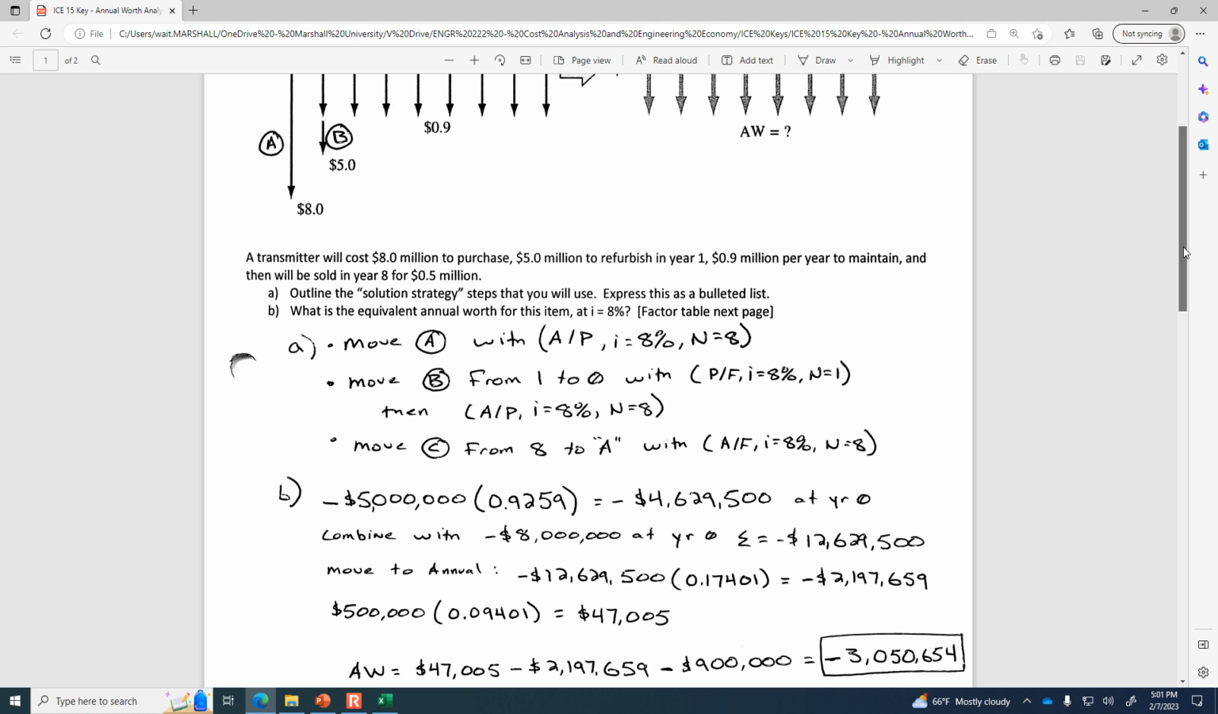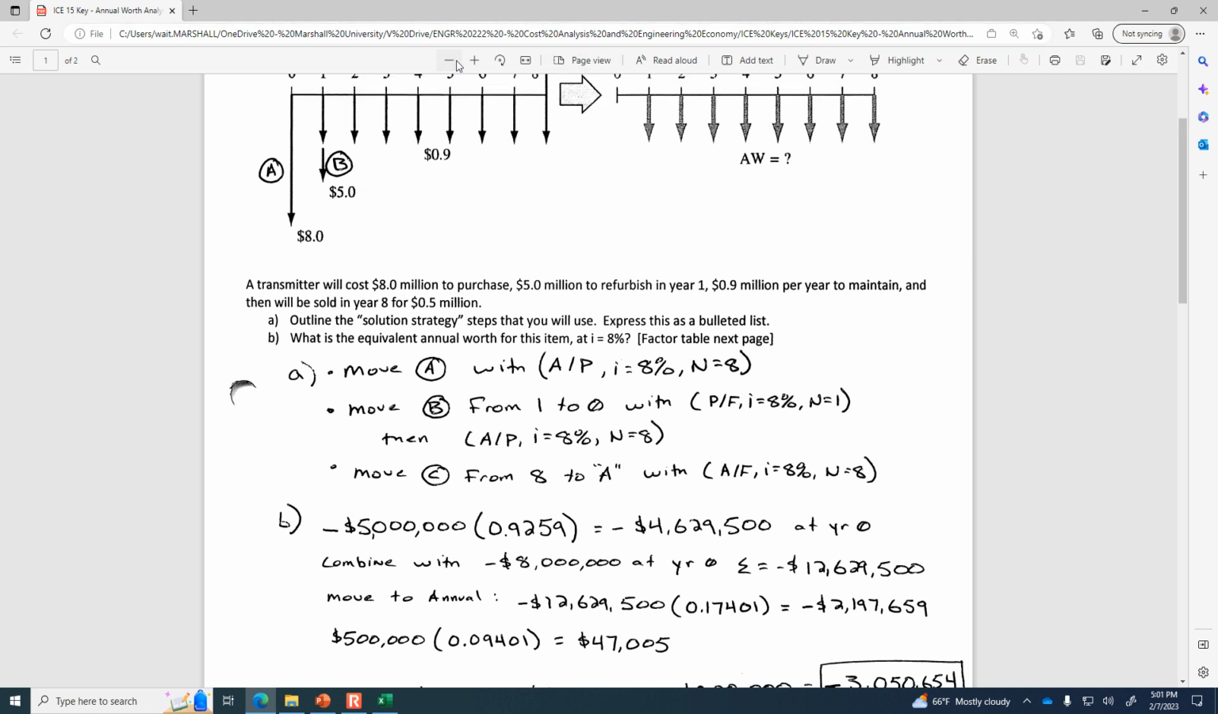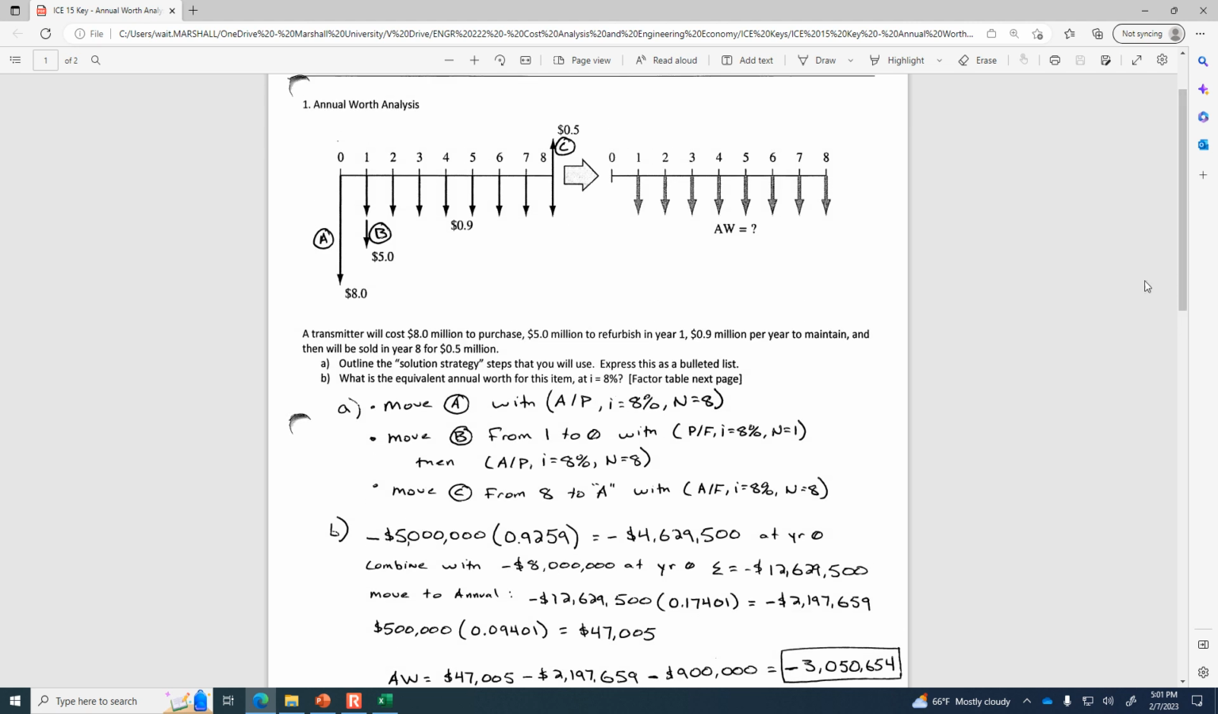So I've labeled these amounts, like the arrows. You can see I've labeled the arrows with A, B, and C. So that's how I kind of refer to what I'm doing. I'm saying move A across the annual series using A/P. So that's going to be the factor of 0.9, that is the factor of 0.17401. And then moving C to the annual series, I'm using the factor 0.09401.